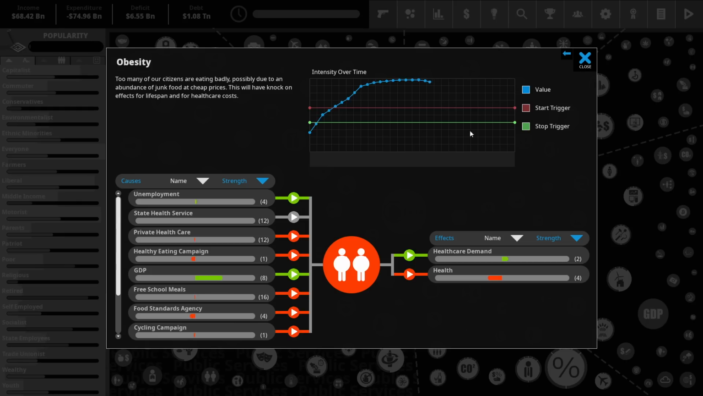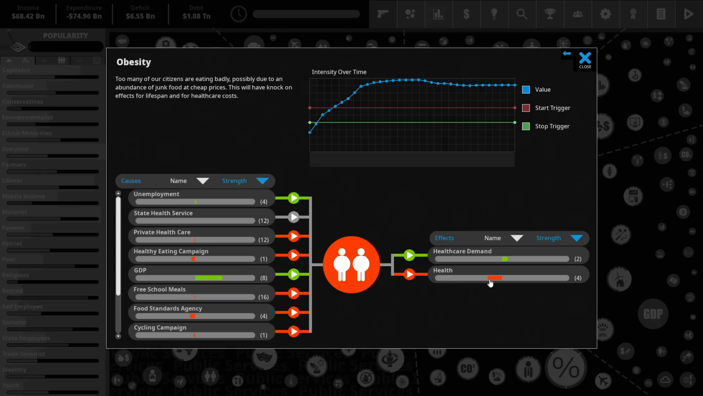But then we also have bad things like obesity. So we have way too many obese people here in Canada, and that has caused an obesity situation to trigger. There's tons and tons of things that aren't always visible but are being tracked in the background. But if they go above or below a certain line, it can start a situation. So at some point, our obesity crossed this line here, which is at 60%, right? Right over here, it hit 62%, and that probably triggered the obesity problem.